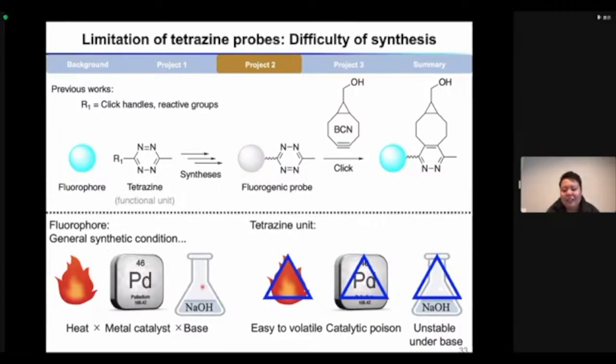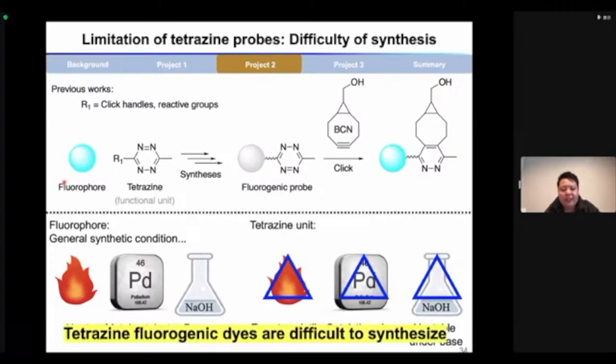But to be honest, a tetragen unit is very degradable under the heat, or actually it's not degradable, it's very volatile under the heat, and it works as a catalytic poison, and it's very unstable under nucleophilic bases. So these synthetic conditions contradict too much, which makes your fluorophore tetragen conjugate very hard to synthesize and very expensive as well.